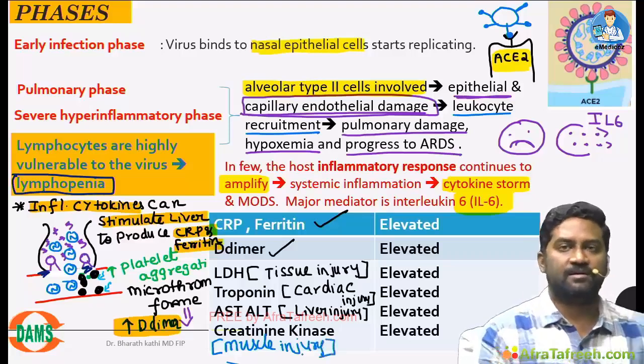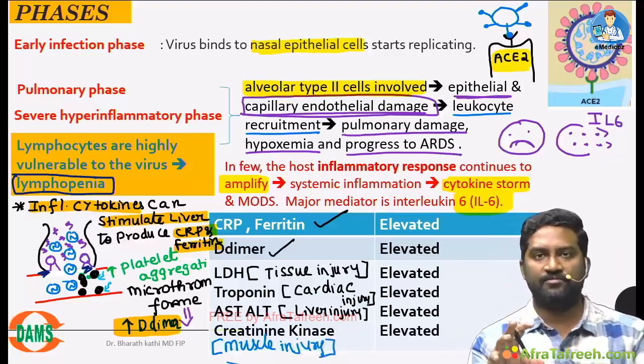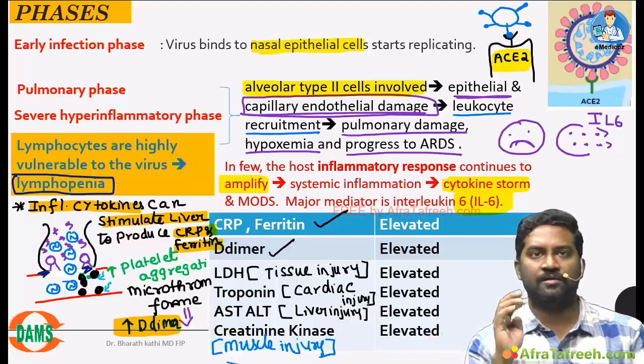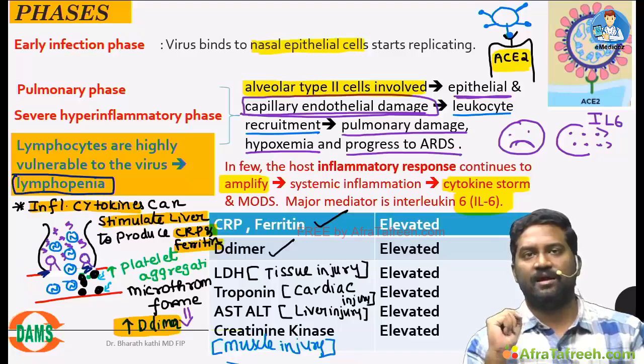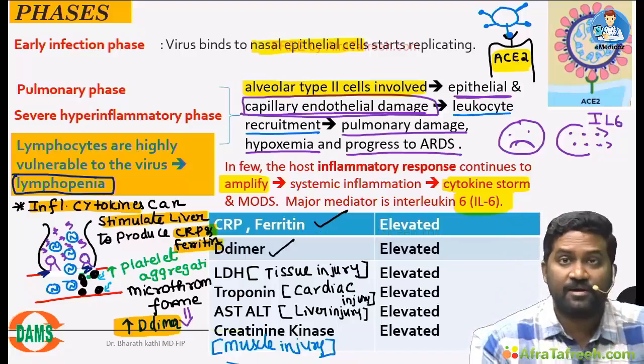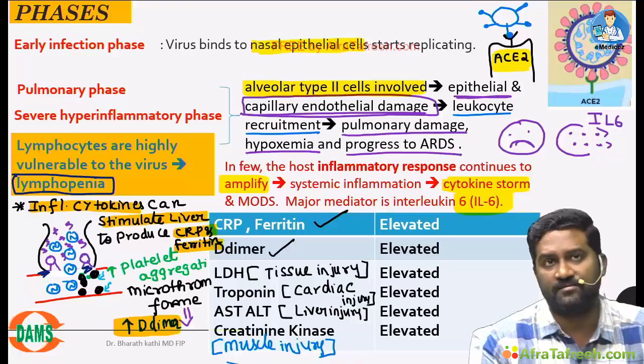So all this indicates there is some hyperinflammatory response that is responsible for damage to various organs in the body. CRP, ferritin, D-dimer can be elevated, LDH can be elevated, troponin can be elevated. AST, ALT indicates liver injury, creatine kinase indicates muscle injury.